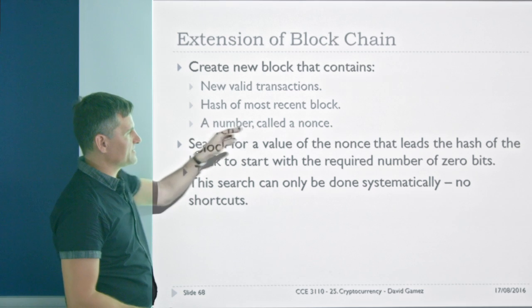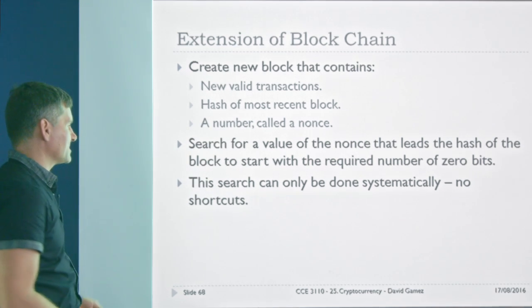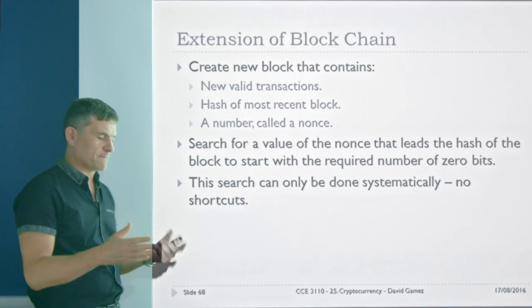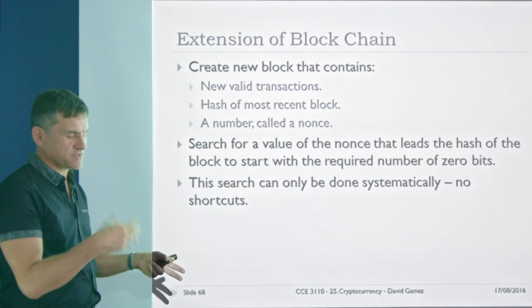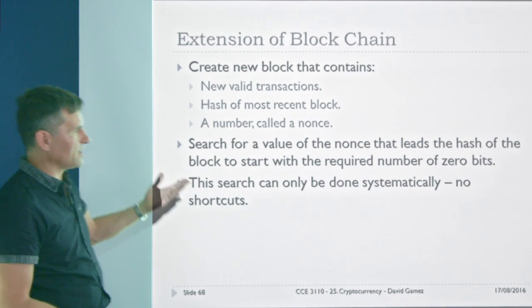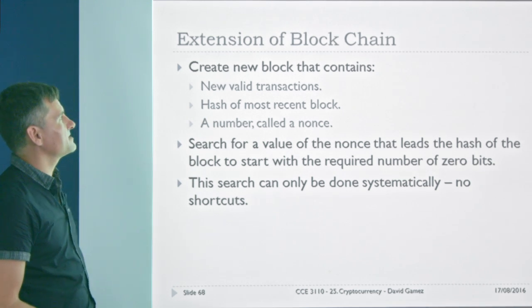And they look for a value of this number, the nonce, that leads the hash of the block to start with the required number of 0 bits. And you can only do this search systematically. There are no shortcuts. You've basically got to do a hash of this new block with the nonce set to 1, a hash of the block with the nonce set to 2, and so on and so forth. And this is hard and takes a long time, and the time required depends on the number of 0 bits you're looking for.